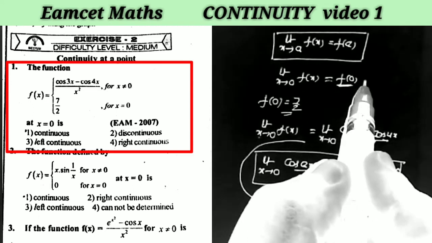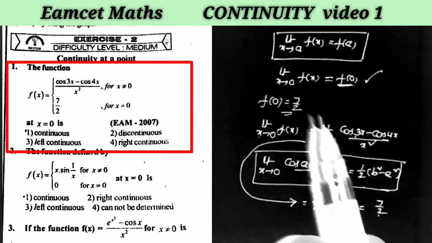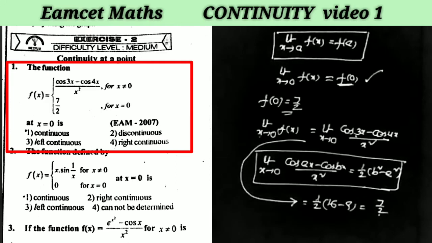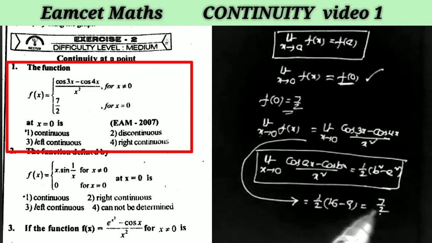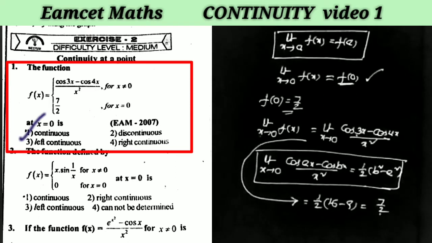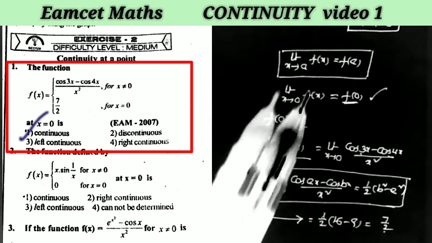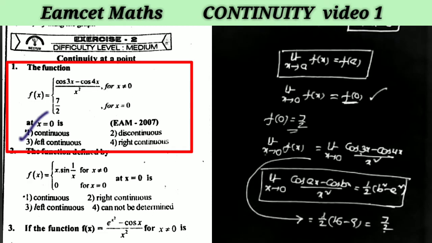As these two values are equal, therefore the function is a continuous function. If suppose these two values are not equal, it is not a continuous function. So the answer is that the given function is the continuous function at x is equal to 0. That is the first option. Okay.